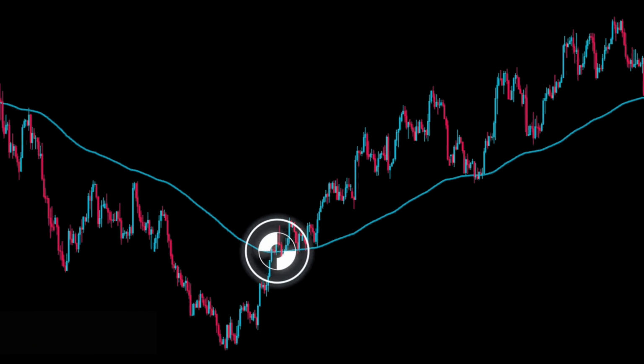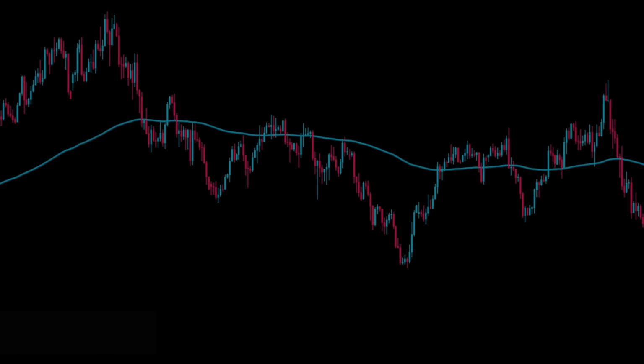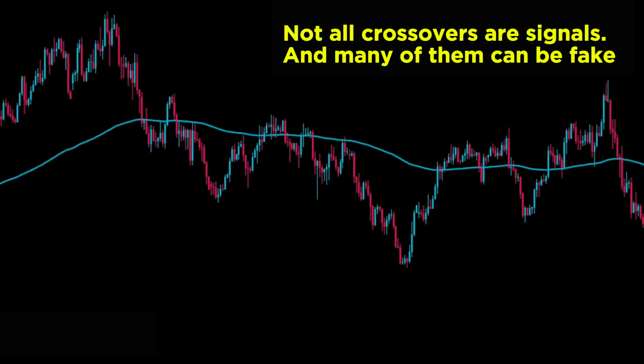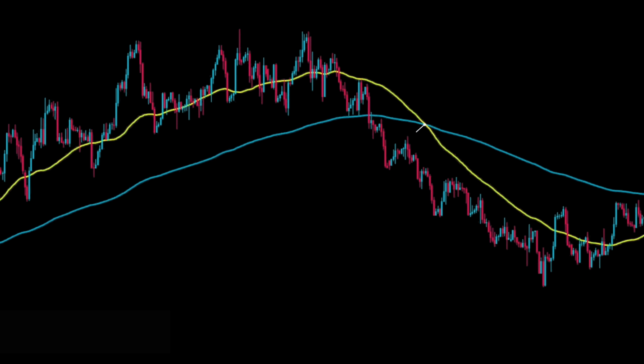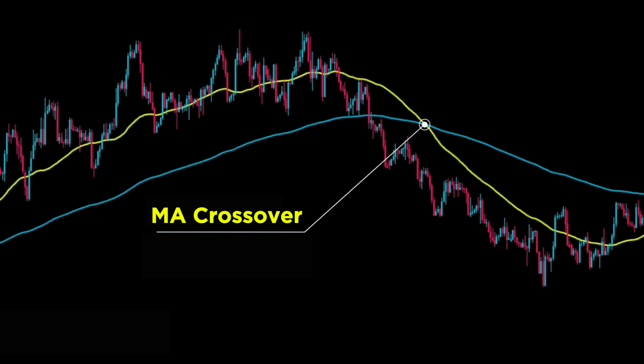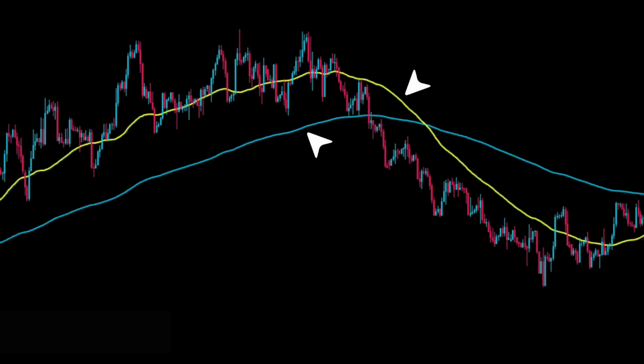Similarly, if the price crosses above the moving average from below, it indicates that the downtrend has likely finished and a new upward trend is about to begin. Keep in mind that not every price crossover is a valid trade signal. Many can be fake-outs. To avoid these traps, we can use a moving average crossover strategy instead. One of the most popular techniques for identifying trend reversals is the moving average crossover. This method has been used by traders for many years because it is simple to understand and easy to apply.